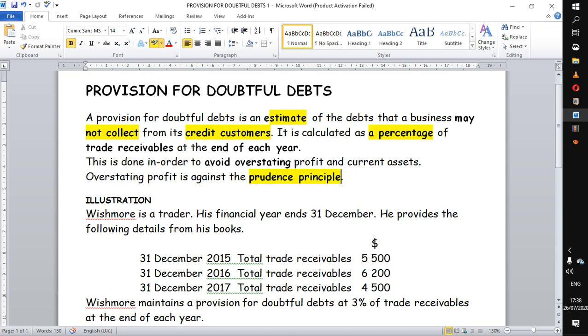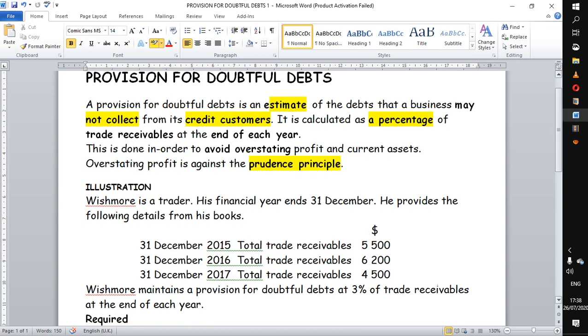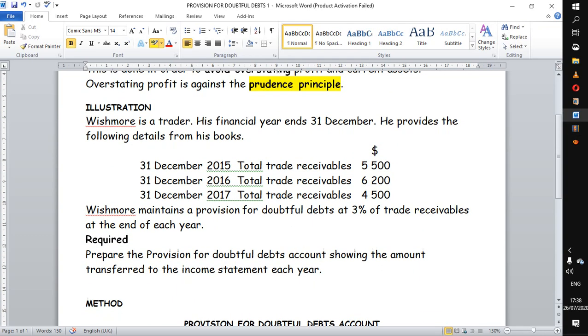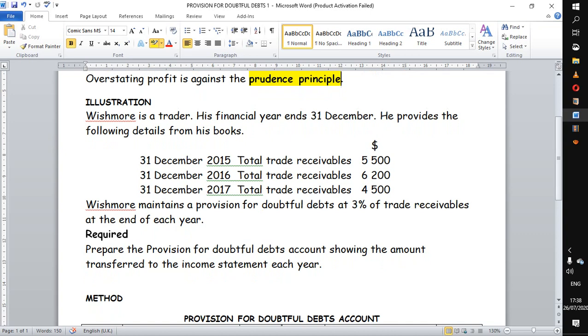Now I have this illustration for Wishmore, a trader. His financial year ends on 31 December each year. He provides the following details from his books. Right, so these are the details that we are provided for each year, 2015, 2016, and 2017. So these are trade receivables. These are totals for credit customers at the end of each year.